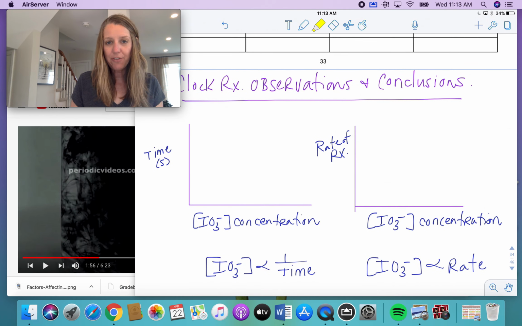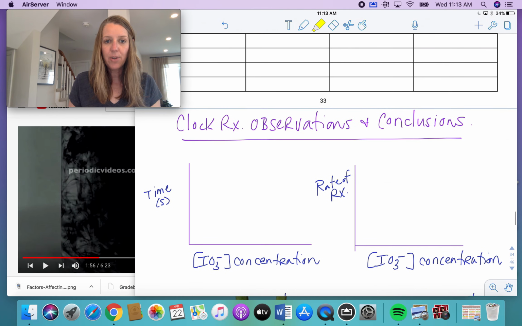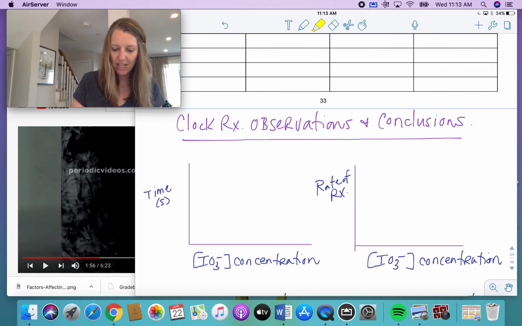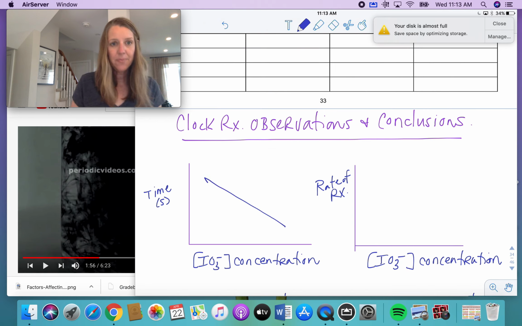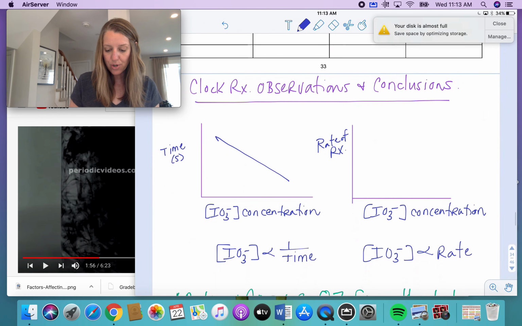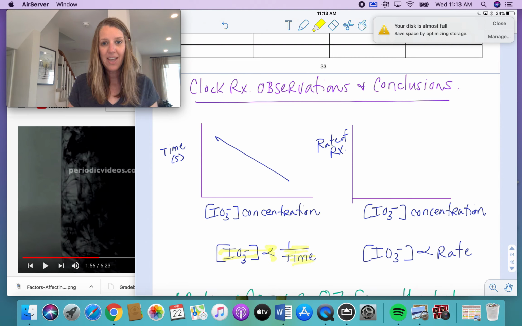But what you would do if we had written out the lab would be to look at our clock reaction observations and conclusions. As the iodate concentration increases, what would happen to the time of the reaction? You'll notice that the time would go down. Less time for the reaction as you have an increased concentration. And so you show that the concentration of the iodide is directly related to 1 over the time, the inverse of the time. And then how does that graph translate to the rate of the reaction? Clearly, as your iodine concentration goes up, the rate of the reaction would go up.